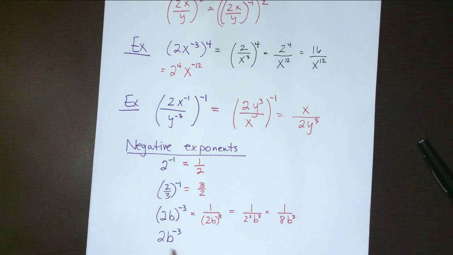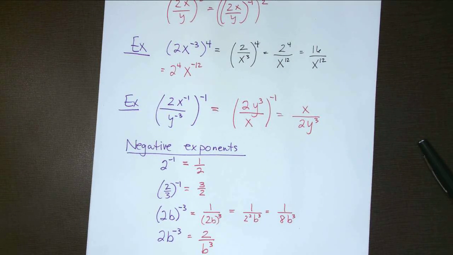Now how is this one different? The b has the negative exponent, not the 2, and they're not attached. So what would the answer to that look like? The b moves to the bottom, but the 2 would stay on top. So this would be 2 over b cubed, and then there's nothing else to do. Okay, so be careful of what's actually in the bracket, that you're just moving that around.